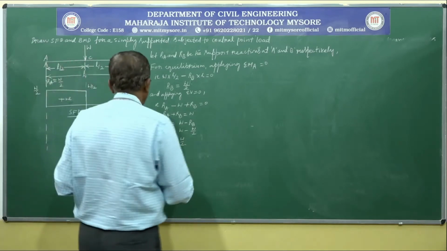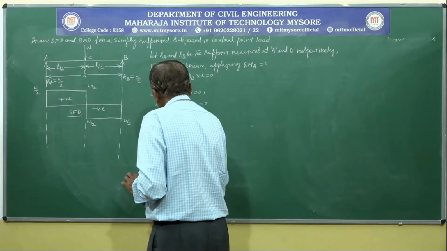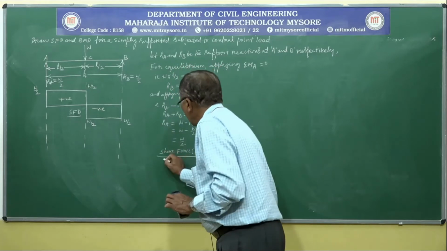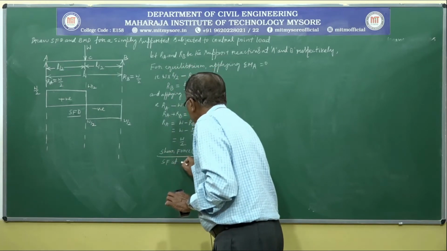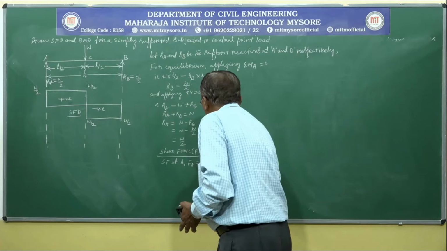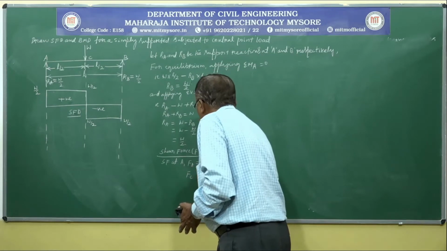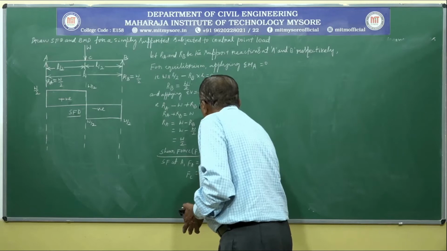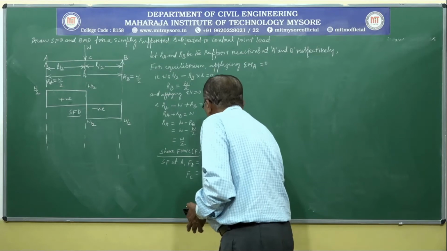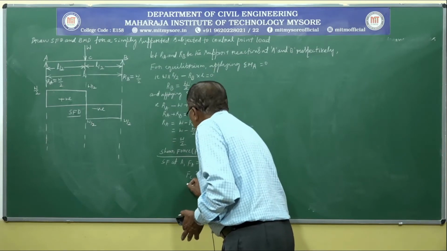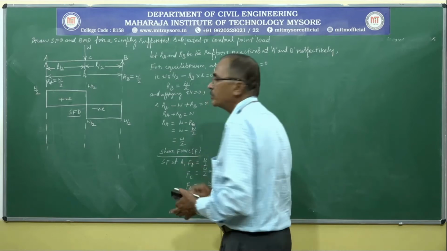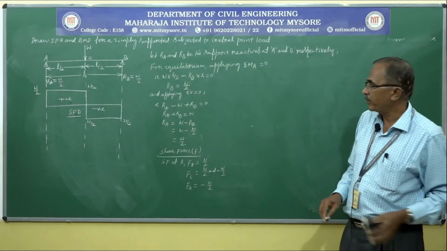Next, shear force at A, FA is equal to W by 2, FC is equal to W by 2 and minus W by 2, and shear force at B is equal to minus W by 2. This is all about shear force and shear force diagram.